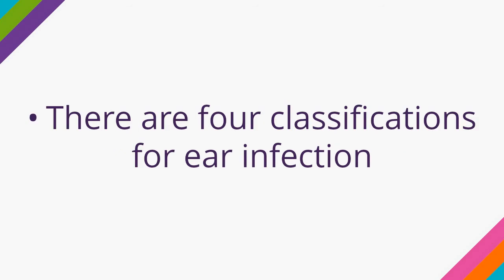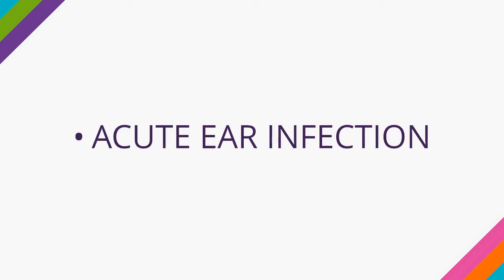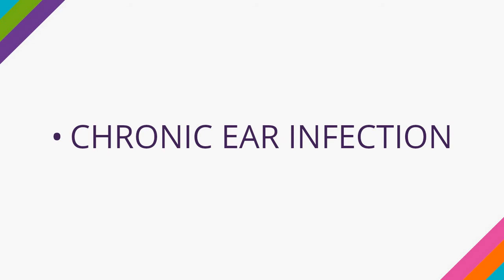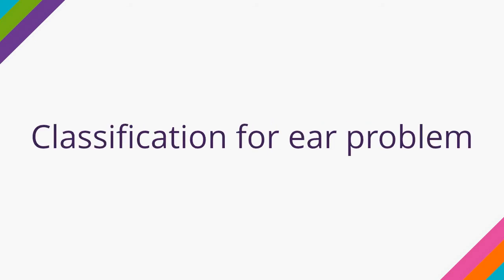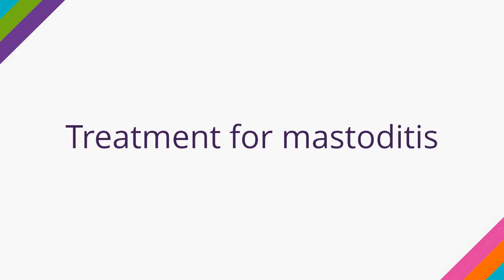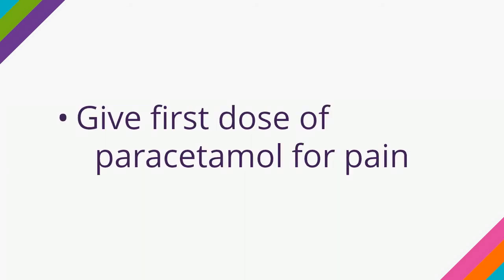So no ear pain and no pus draining, then we say no ear infection. Then treatment, no treatment at all, just give IEC. So the signs here again is no ear pain and no pus draining from the ear. So here we say no ear infection, and treatment is just IEC. So under classification for ear problem, there are 2 yellows that we need to observe.